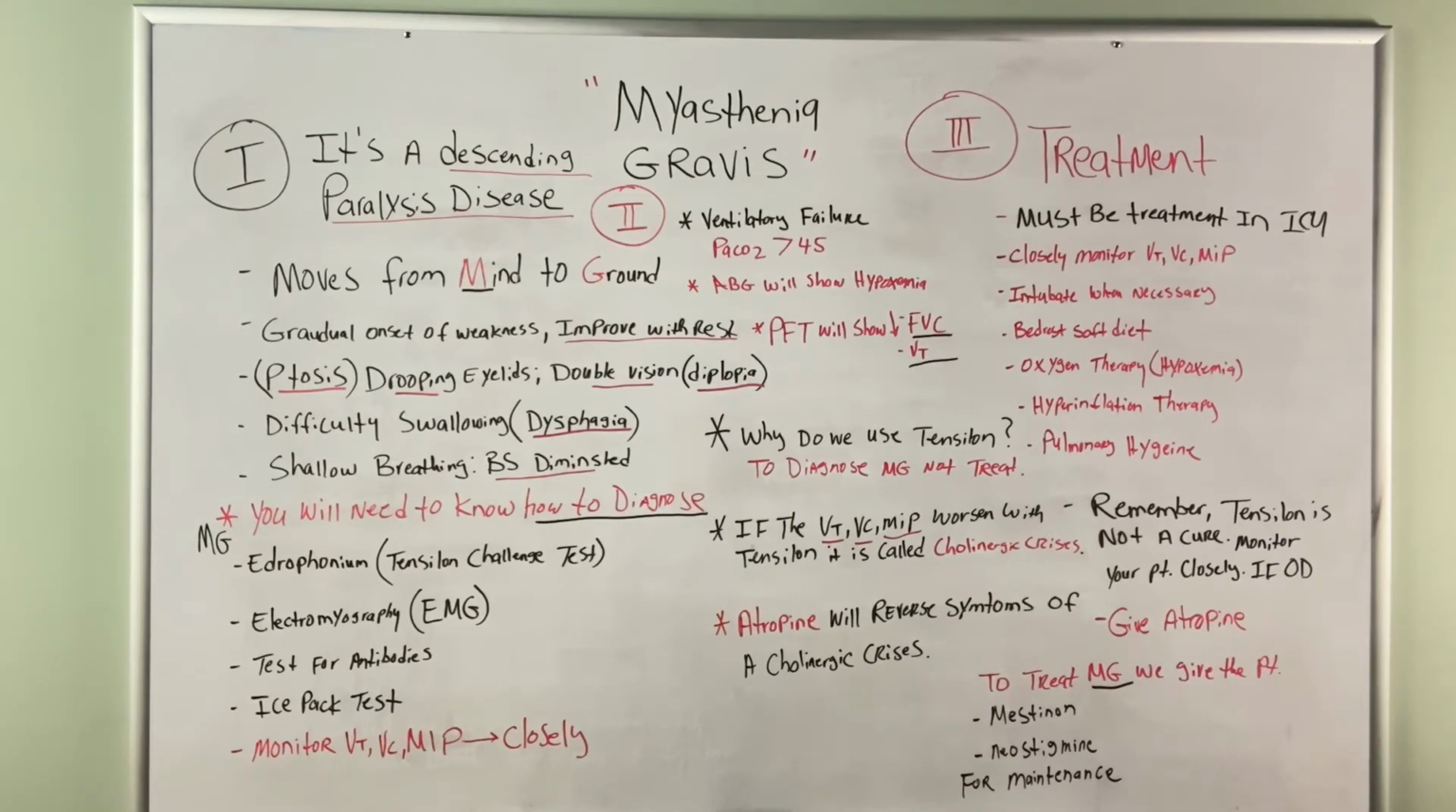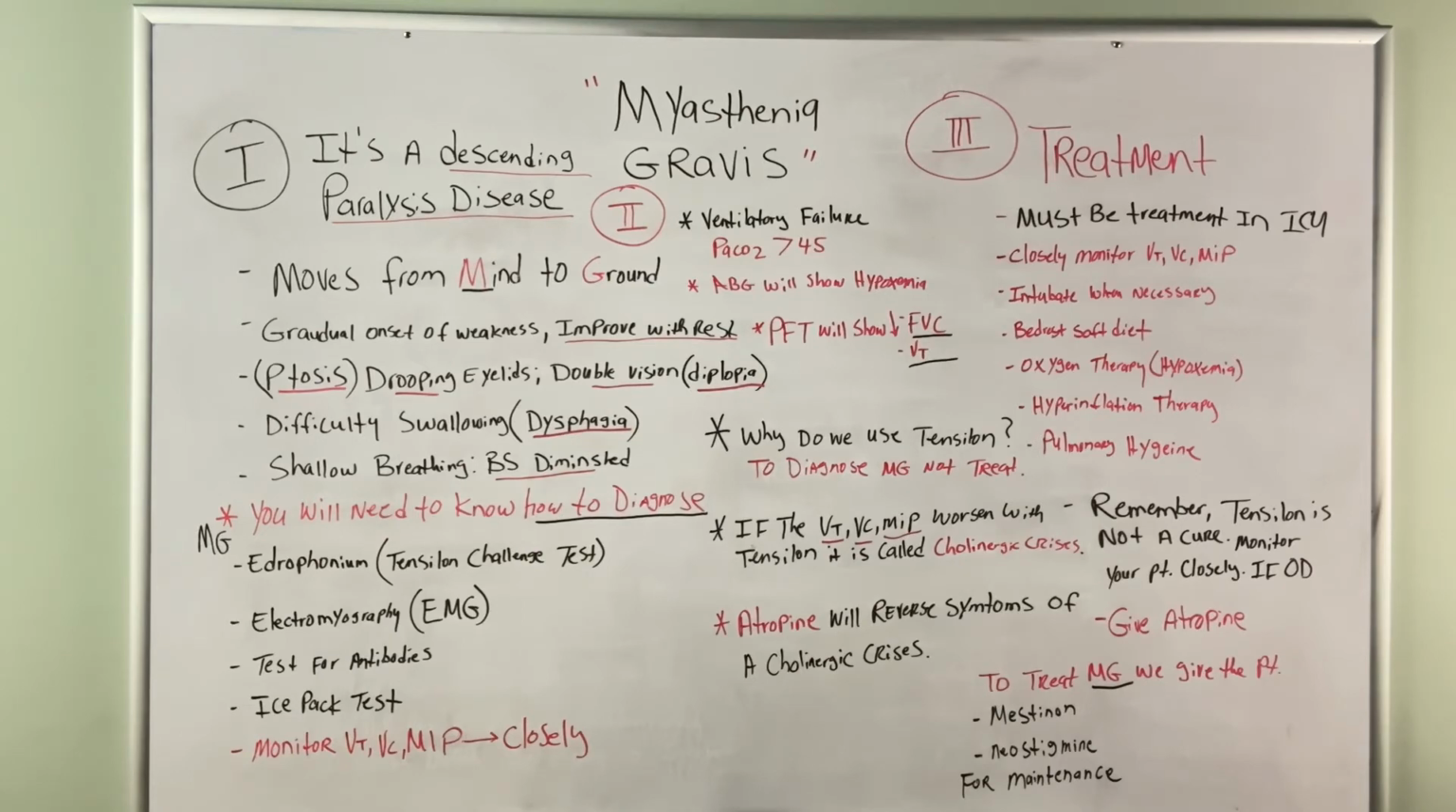For the exam, you will have to answer a question pertaining to Tensilon. Why do we use Tensilon? We use it to diagnose myasthenia gravis, not to treat it. We diagnose MG and not treat it. That's why Tensilon is used.